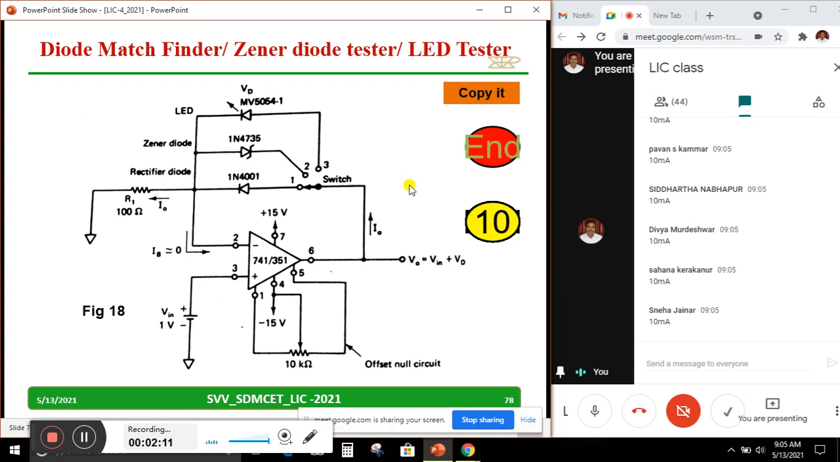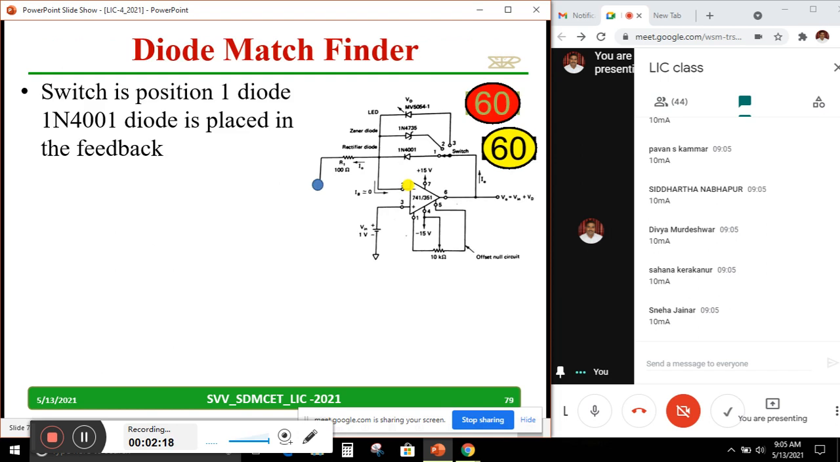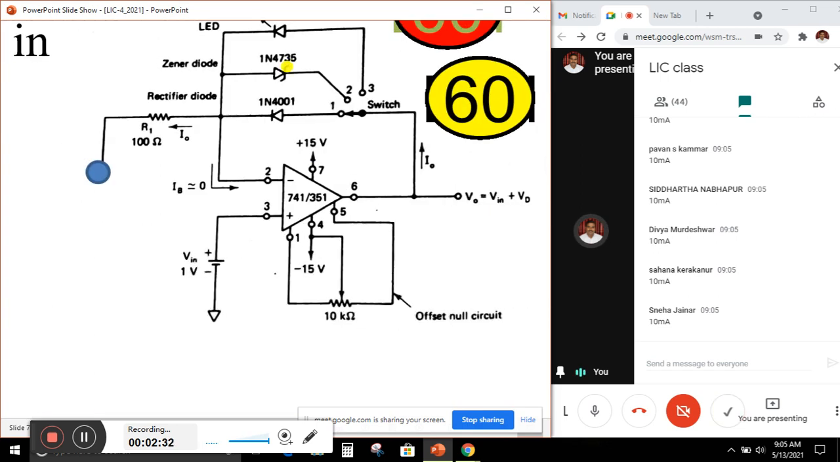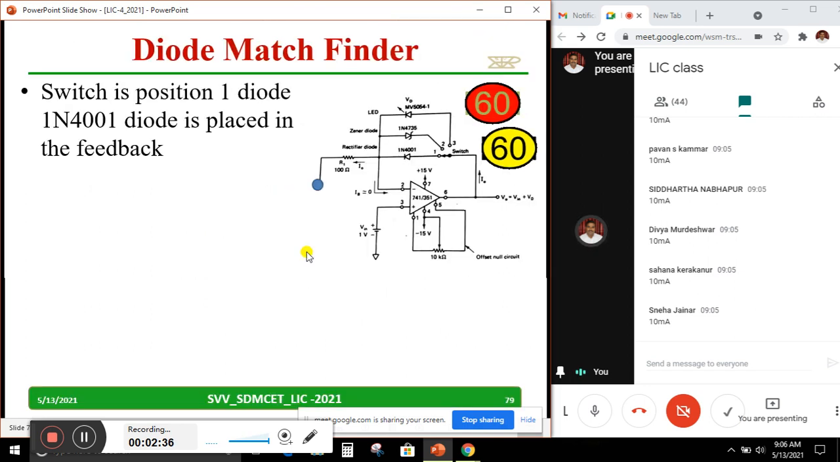So let me go to the next. Now let us consider the switch position is 1. I mean to say, hope you people can understand this. I'll zoom and I'll show you. This is the switch position, and you people can understand easily. And the diode is connected. Let me go back and let me show you the path. Hope it is visible to everybody. Yeah, this is the path I am talking about.